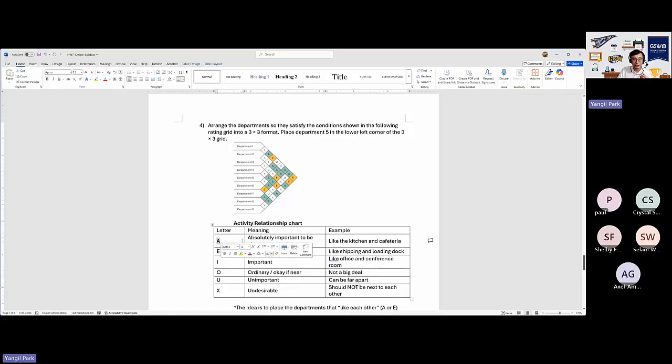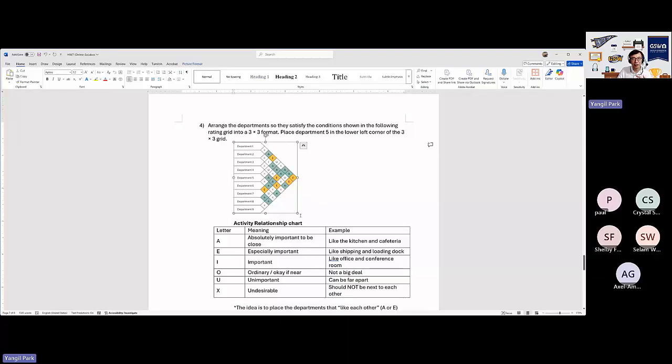A is absolutely important to be close. E is especially important, so it's the next level. I is somewhat important. O is kind of middle of the road. U is unimportant. X is undesirable, so the departments must not be linked or close. Those are the conditions we need to satisfy.